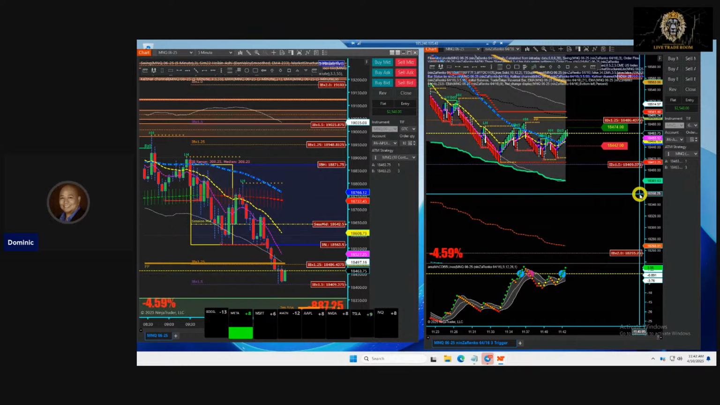Okay. What time is it? 11:42. Hope you guys are green, and hopefully we don't get a circuit breaker. Hopefully this reverses up and you take advantage of that going back to the VWAP.